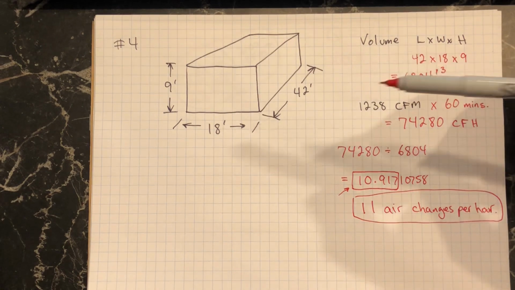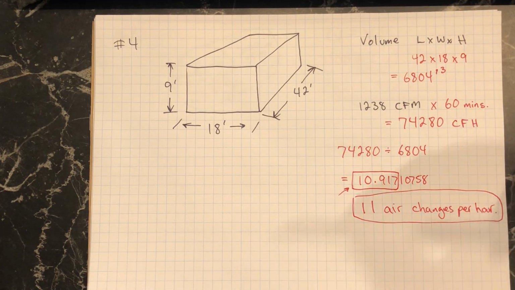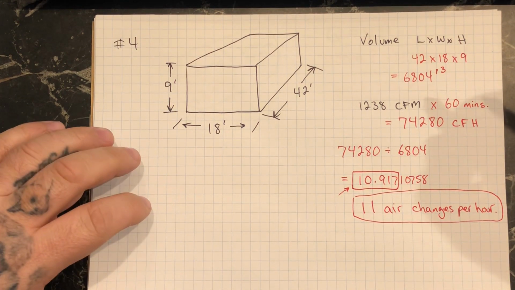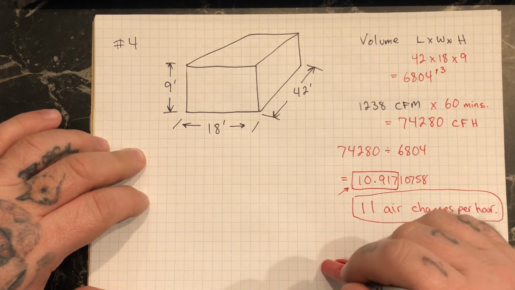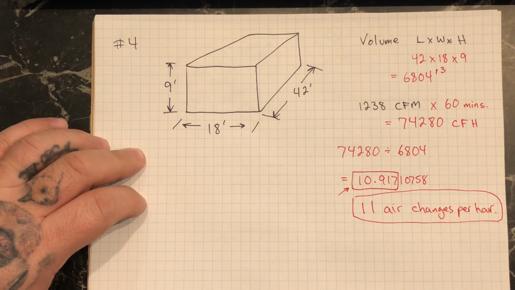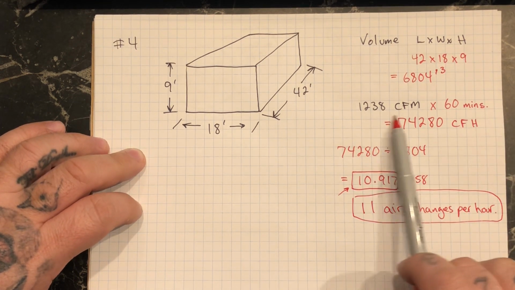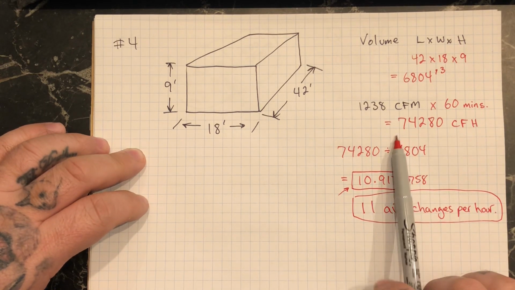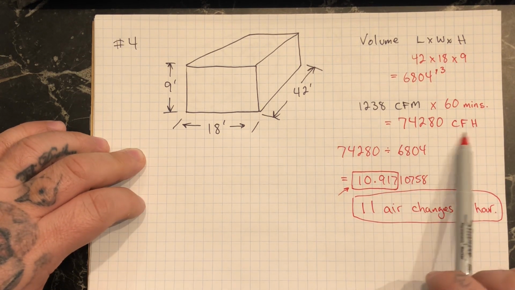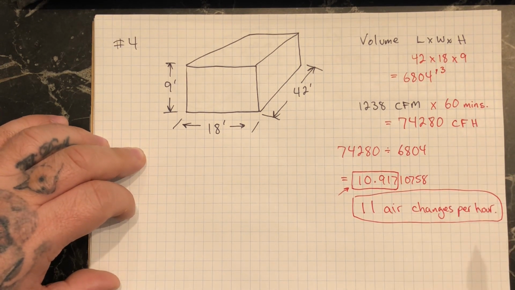This room is getting supplied with 1,238 cubic feet per minute. An air change has to do with the volume of the room being supplied and exhausted within an hour. So there's 60 minutes in an hour. I'm going to multiply the cubic feet per minute times 60, which gives us cubic feet per hour. So 74,280 cubic feet per hour.